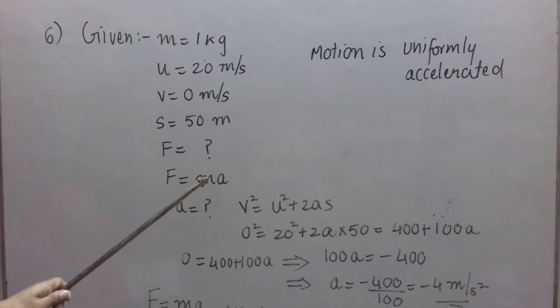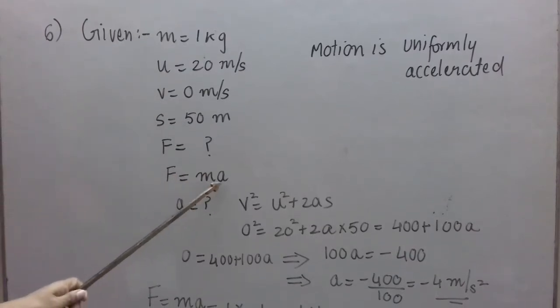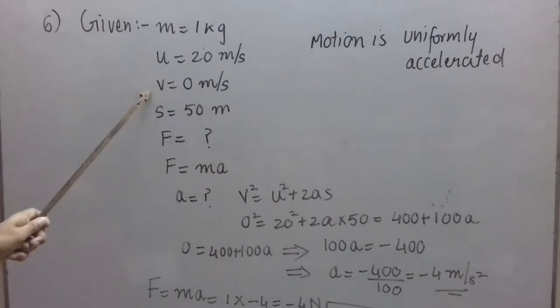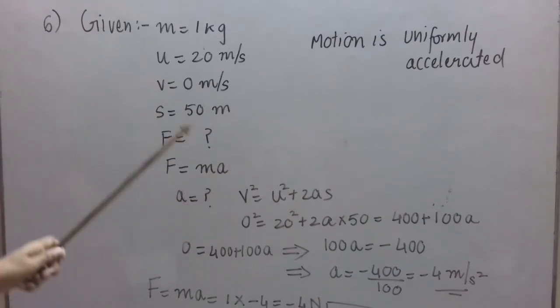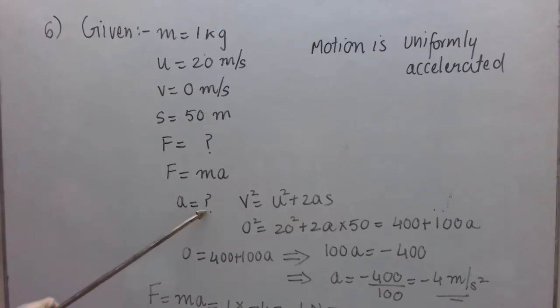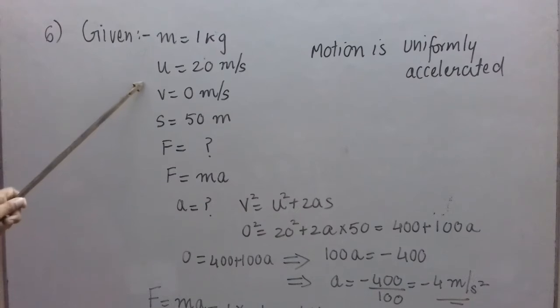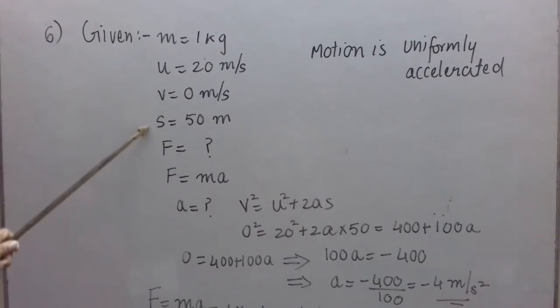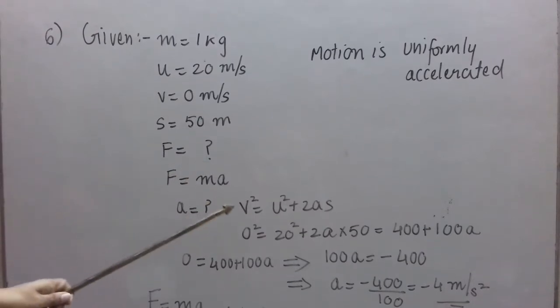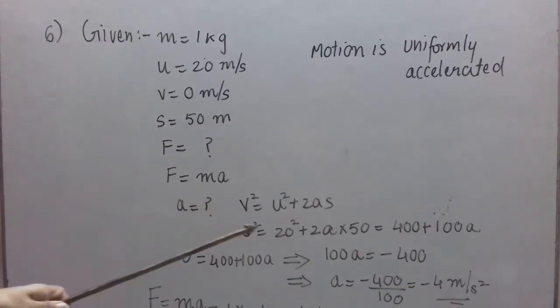F is ma. M is given, but A we do not have, and if we use the formula A is V minus U upon T, T is not there, so we cannot find A by using that formula. Again, for finding A, we can use any of the 3 equations of motion. Now we should use the equation where T is not involved, as it is not given. So we'll use the third equation of motion. V square is U square plus 2AS.